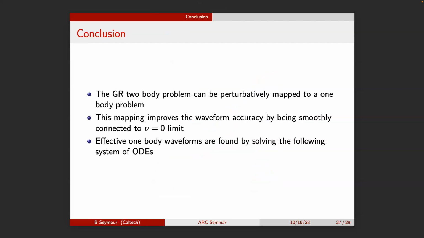Okay. So basically my takeaway is that the two-body problem can be mapped to an effective one-body problem. The key thing to realize is that you can improve the post-Newtonian Hamiltonian by smoothly connecting it to the limit when Q, this mass ratio, is really large, where these two things need to agree. By forcing agreement, you can improve the waveform, and then you can write this as a system of ODEs and include dissipative effects and calculate what the waveform looks like for detectors.